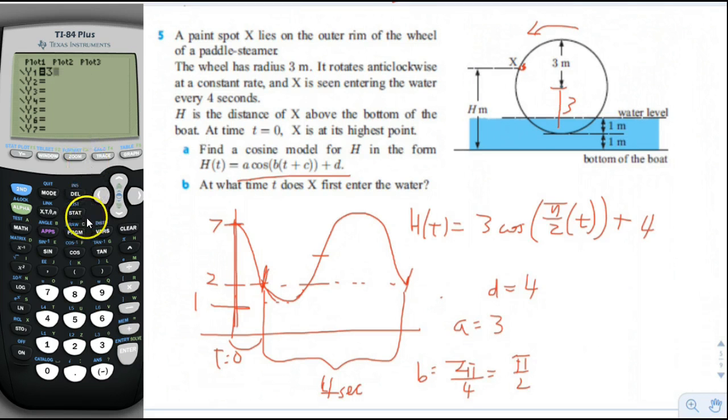So it's 3 cosine pi over 2 x divided by 2. It's better to do it like that, by the way. Put the division last so that you don't need to put a bunch of parentheses. Plus 4. Okay, now we're going to graph.